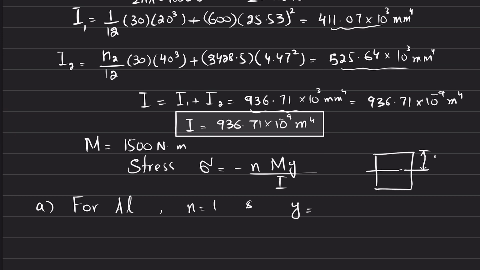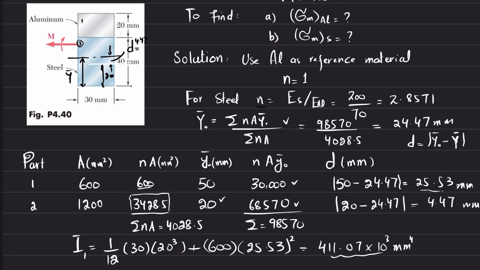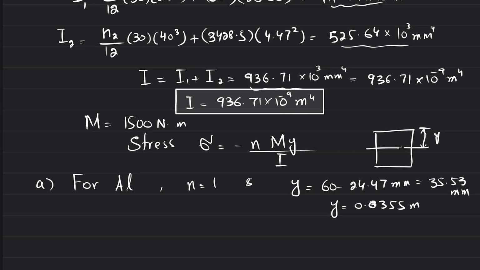Clear? So this will be y, and this y will be equal to 60 minus 24.47 millimeter, and that is equal to 35.53 millimeter. And y in meter is 0.0355 meter. I will show you here. You can see that this is y, and this total distance is 60. So if you subtract the y value from 60, it will give you the maximum distance from the neutral axis to the topmost.